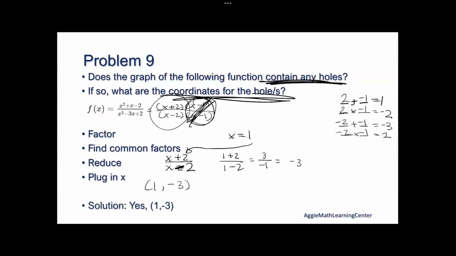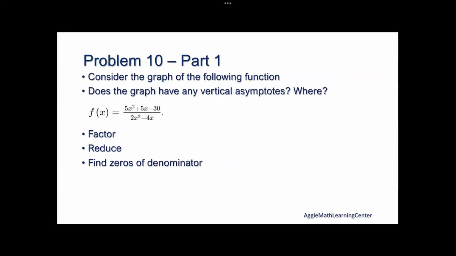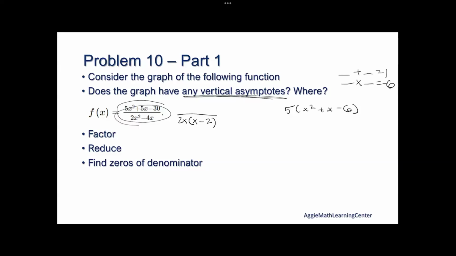Okay. Now we want to consider the graph of the following function and look at whether it has any vertical asymptotes. In the denominator we can pull out a 2x, so we have 2x, x minus 2. In the numerator we can pull out a 5, so we have 5 times x squared plus x minus 6. Then we want something that adds to 1 and multiplies to -6, so that's -2 and 3. So we have 5 times x minus 2, x plus 3.